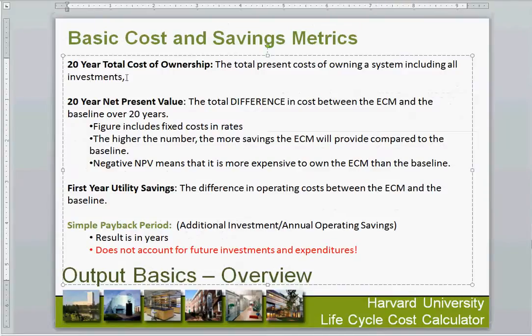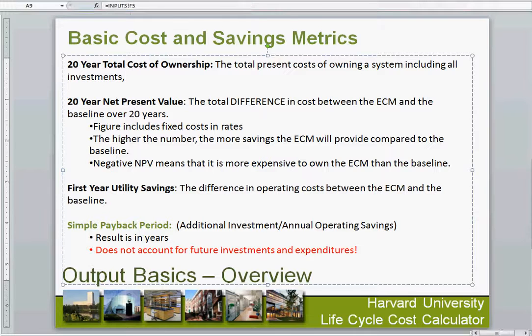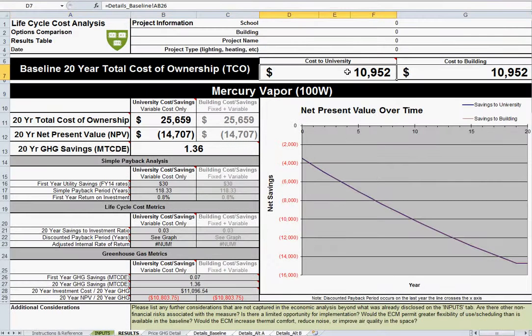So again, we've already talked about the 20-year cost of ownership: the total present cost of owning a system, including all investments. That is here for the baseline. And the cost to the building and the cost to the university in this instance are the same because we're using Longwood systems, so they're not in the Cambridge district. Our 20-year cost of ownership for alternate A, which remember is the mercury vapor lamp, not the LED, is much higher. So we're already losing money.